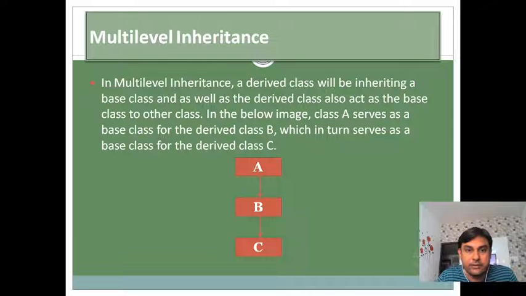Actually, this is a two-level inheritance, but in multi-level it can be 2, 3, 4, n levels of inheritance. If we have more than one level of inheritance, it is called multi-level inheritance. We will use the general term multi-level inheritance.